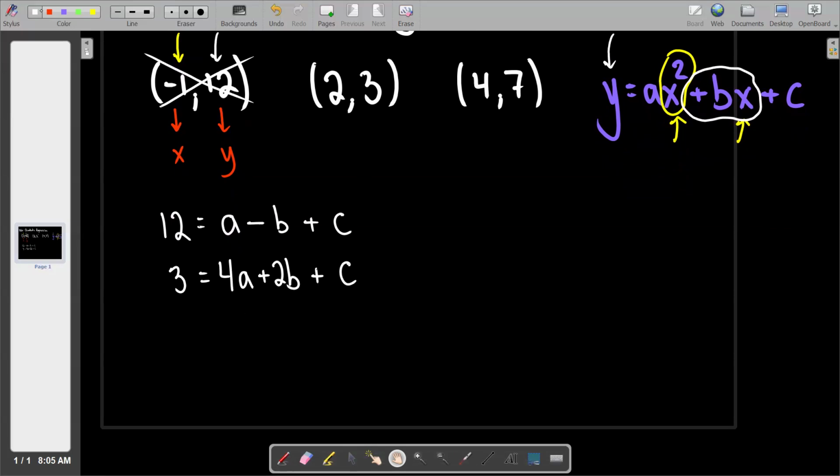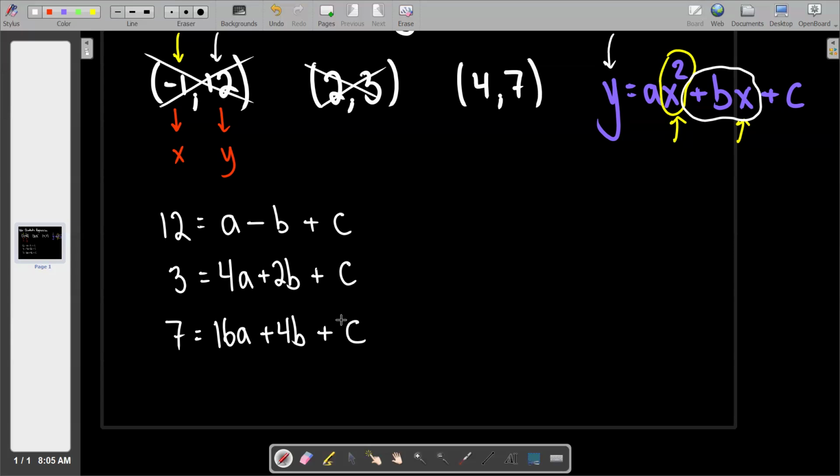I'm going to cross this point off because, again, he has served his usefulness, and we're on to the third one. What's the equation going to start as? 7 equals, that's the y equals part. And then the next one is x squared times a. What's x squared? 16. So our first term is going to be 16a. Good. What's our second term going to be? Plus 4b. And of course, plus c.